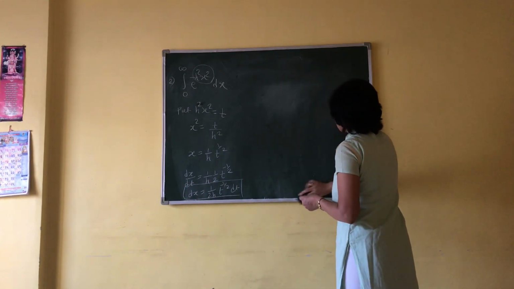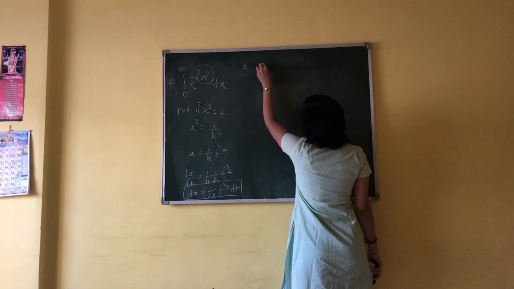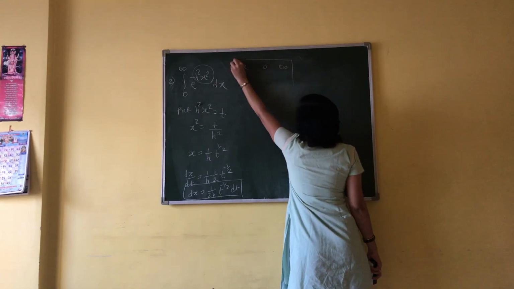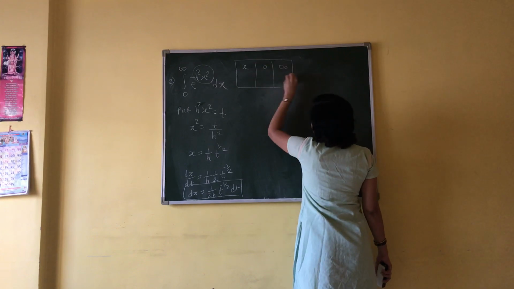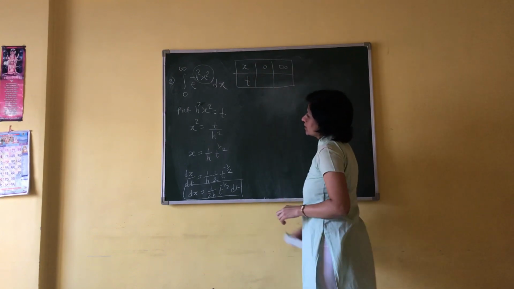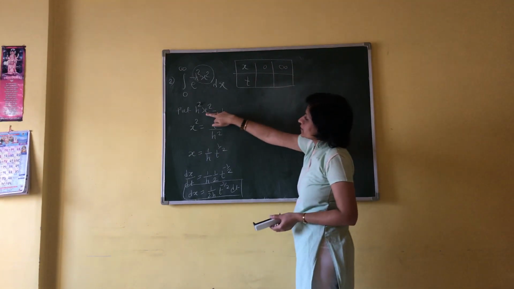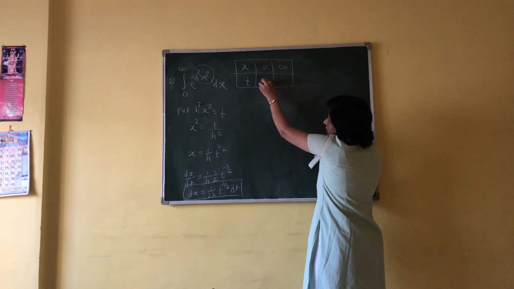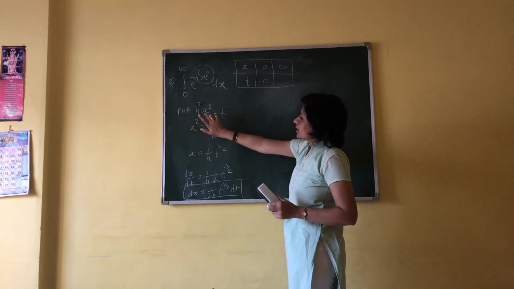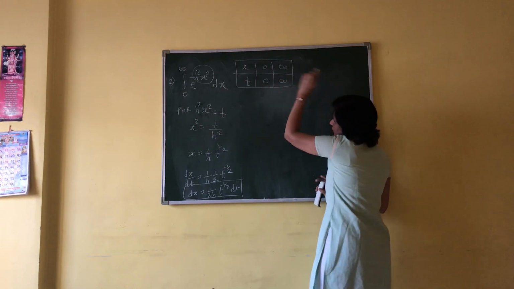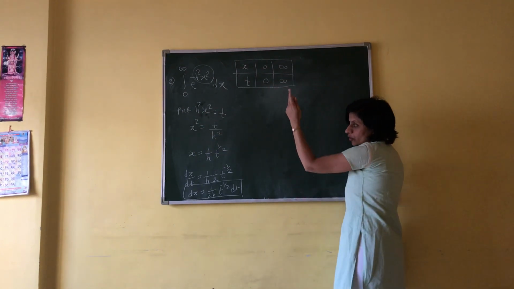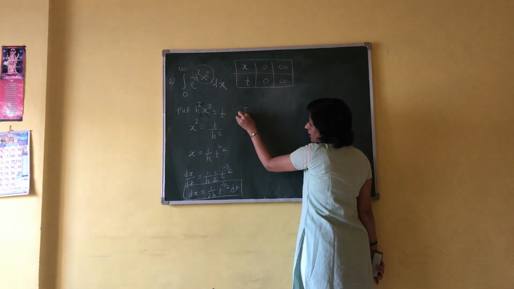And find the limits of t. Given limits are 0 to infinity. To calculate the limits of t, using x square is equal to t, first put x is equal to 0: 0 into any value will be 0. x is infinity: infinity into any value is infinity. Then putting all these values in I.